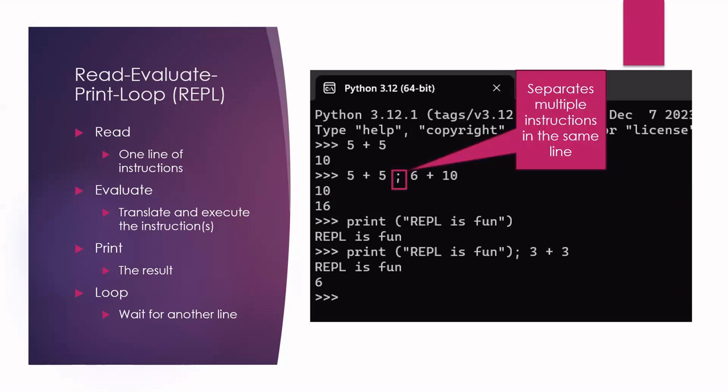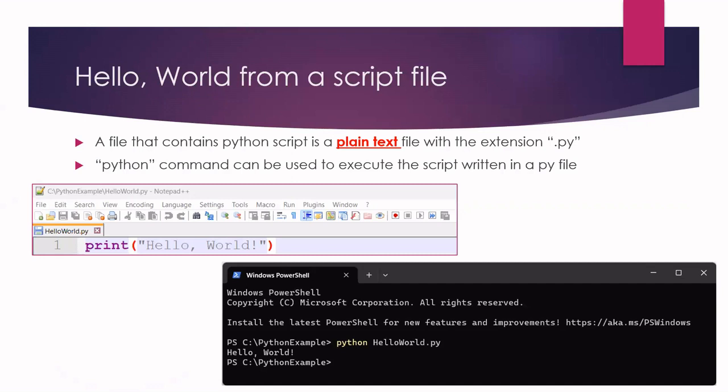Okay, so here we just can put multiple instructions. Now you can write your code in a file, and the keyword here is plain text. So plain text, like in Windows, is like Notepad or Notepad++. So any text editor that allows you to do any kind of formatting is not a plain text file. Okay, you should not write your code in any editor that is not plain text.